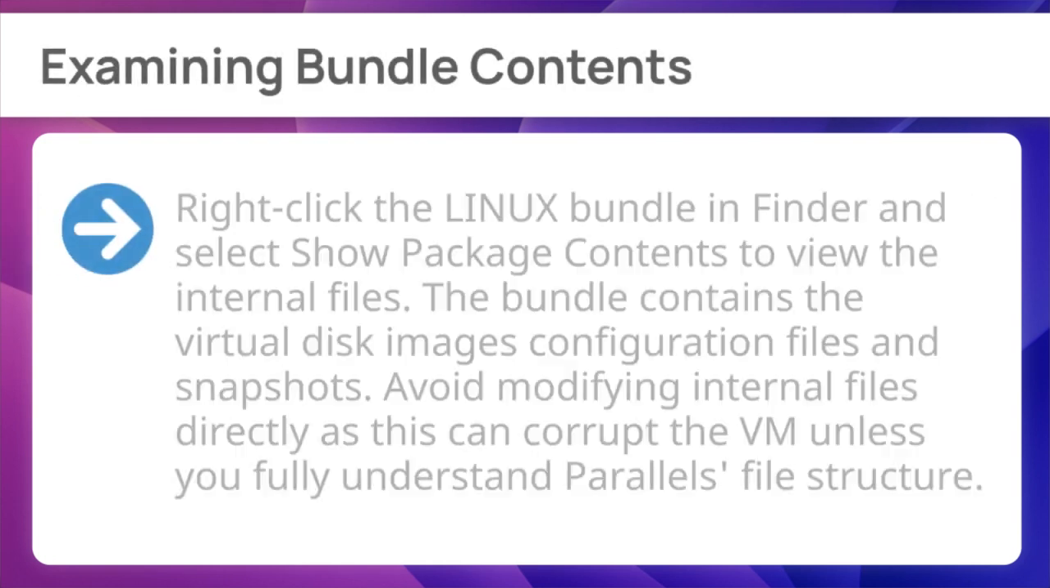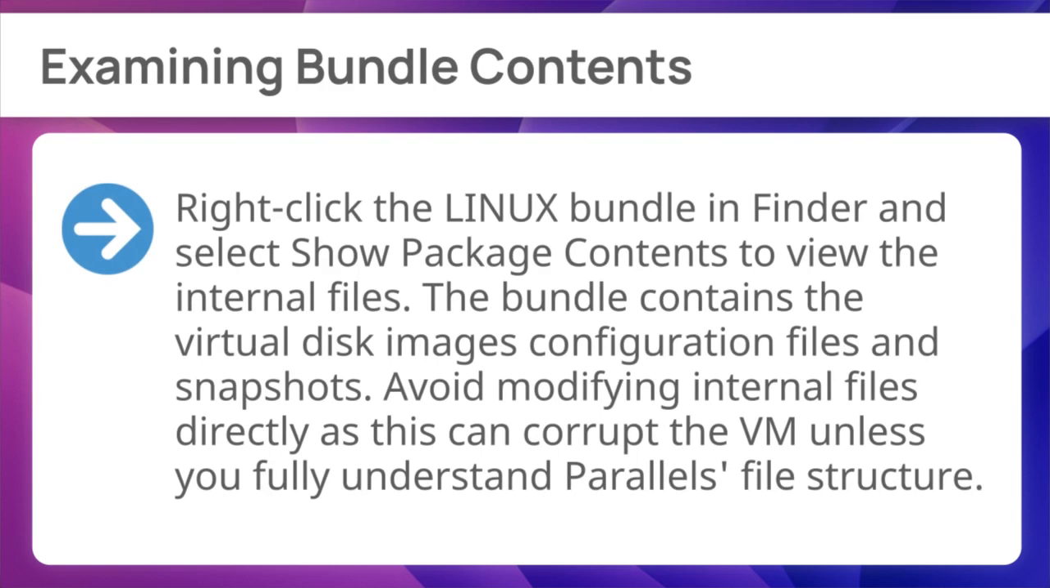Next, examining bundle contents. Right-click the Linux bundle in Finder and select Show Package Contents to view the internal files. The bundle contains the virtual disk images, configuration files, and snapshots. Avoid modifying internal files directly, as this can corrupt the VM unless you fully understand Parallels file structure.